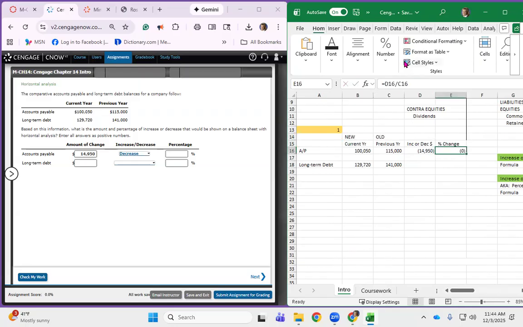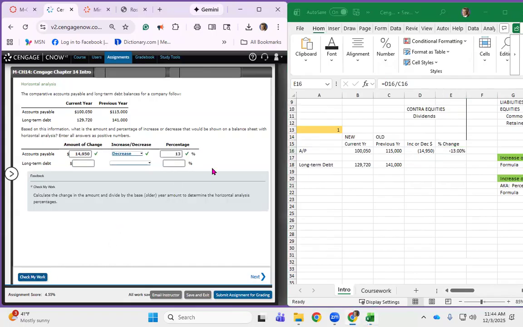And I'm going to turn this into a percentage. And I also want to see how many decimal places they want. Let me extend this out. All right, I got 2 decimal places. So looks like we had a percentage change, and it says enter all answers as positive. Okay. So our accounts payable actually went down 13%. I did put negative here, but they don't want you putting the negative here.